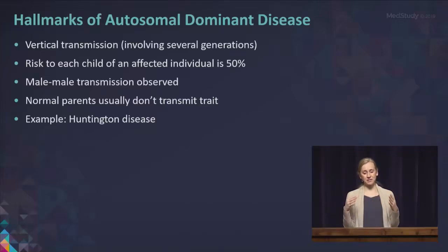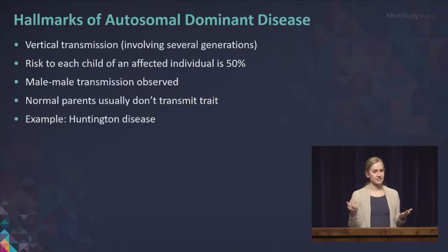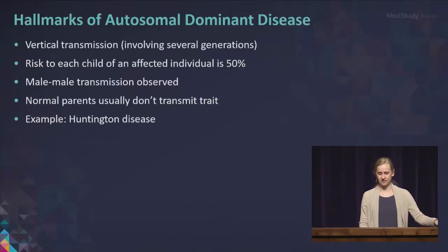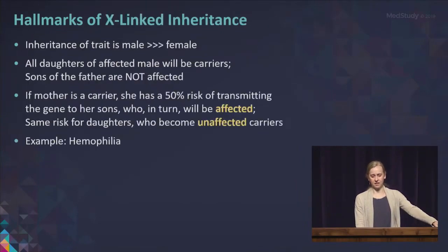You can see male-to-male transmission of autosomal dominant disease, which you would never see in X-linked. And you also wouldn't see it in autosomal recessive, right? Because the father should not be symptomatic if he's carrying that recessive allele. And then the normal parents don't transmit the trait. So this is Huntington's disease, factor V Leiden deficiency, that sort of thing.